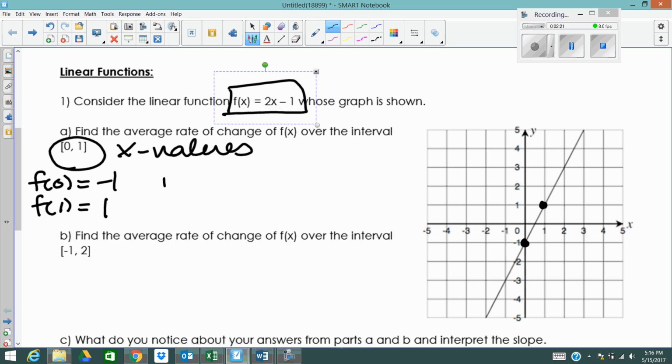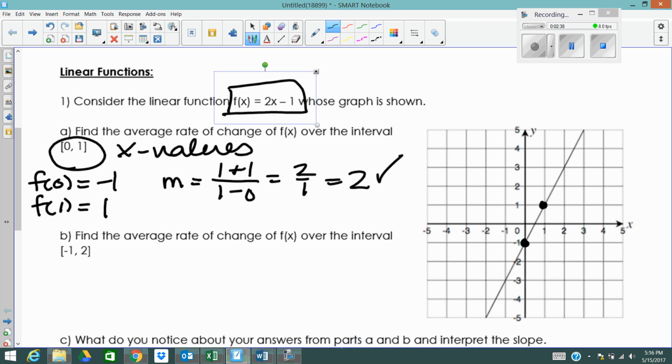So the average rate of change is going to be 1 plus 1, because when you minus the negative, it changes to addition, over 1 minus 0, which is 2 over 1, which is 2.